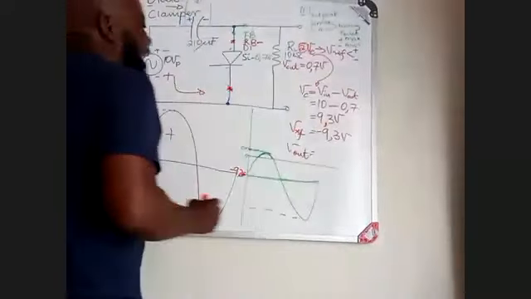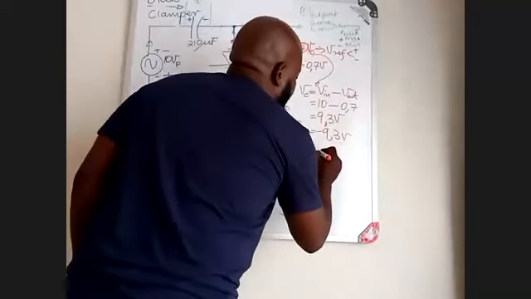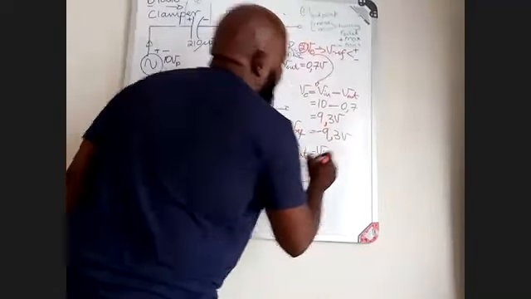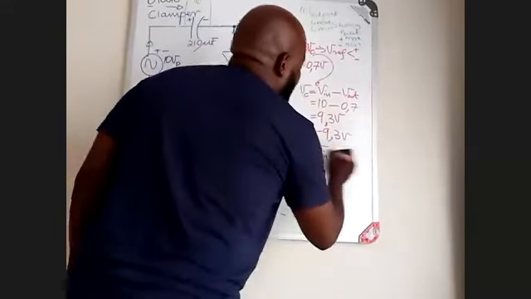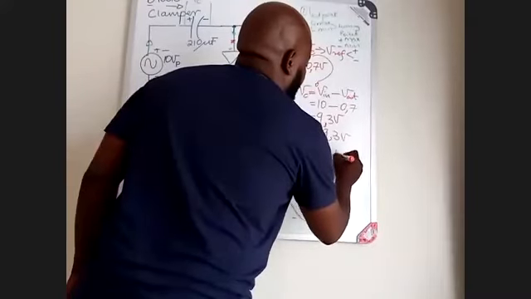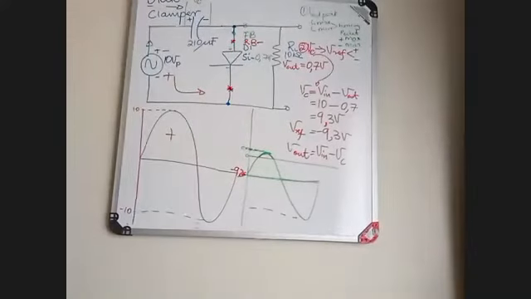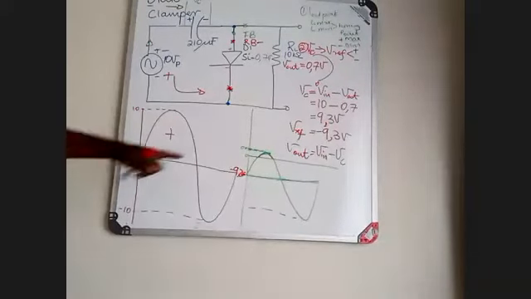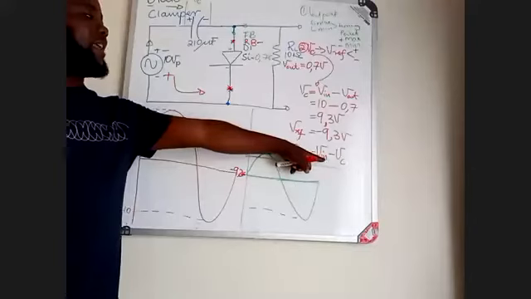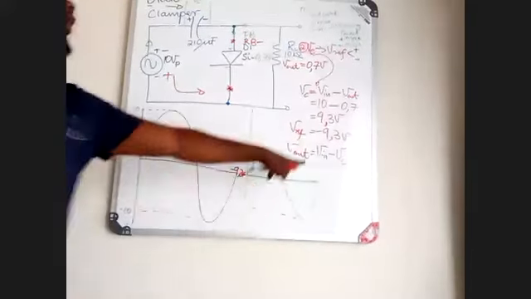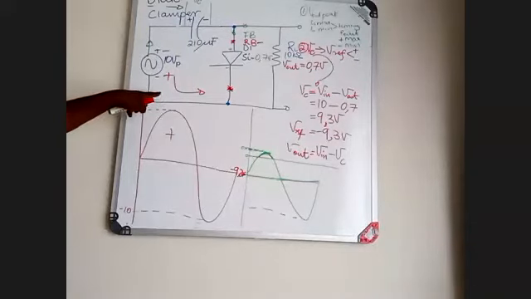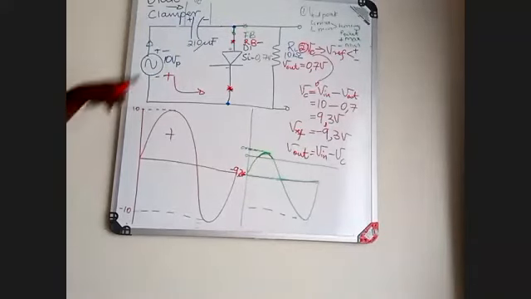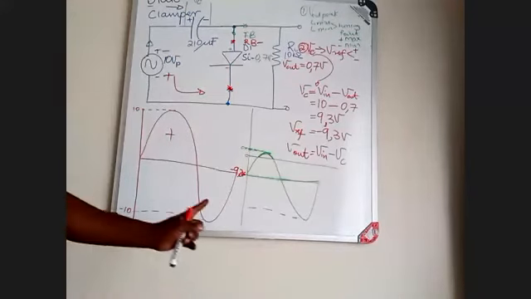Remember, your V out must be given by your V in minus VC. Now, within this point, your V out must be given by V in minus VC. Within this point, what is your V in? You will see that your V in is 10. When your V in is 10, positively 10, negatively 10.